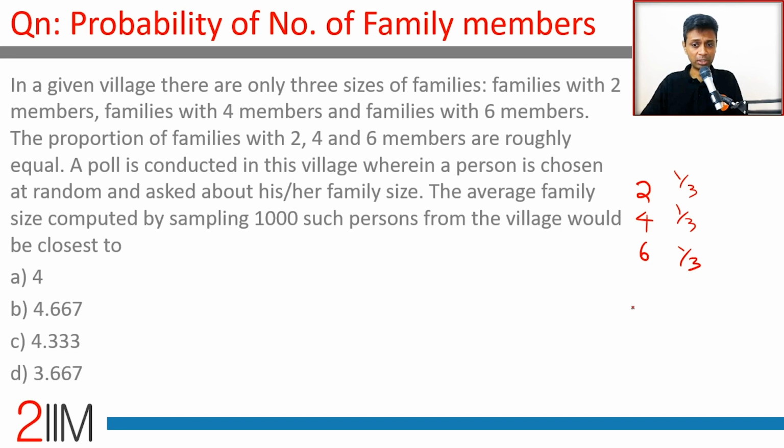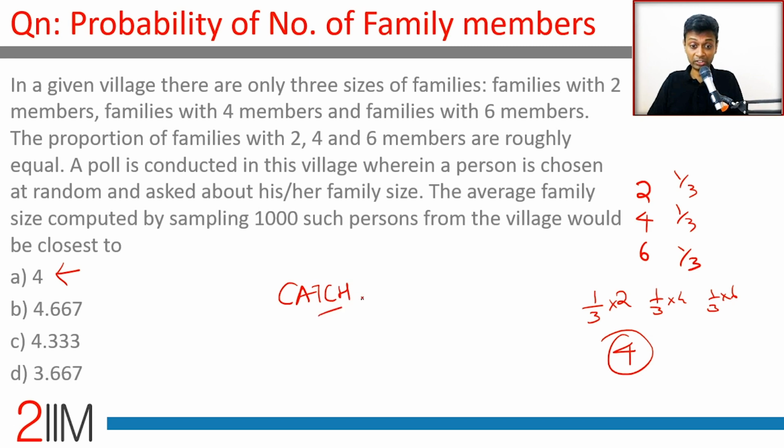The average family size computed by sampling 1,000 such persons from the village would be closest to... 1/3 saying 2, 1/3 saying 4, 1/3 saying 6. 1/3 of 2 plus 4 plus 6, 1/3 of 12, which is 4. That seems like the way to go. So this should be the choice. But this can't be such an easy question. There is a catch somewhere. Fine. So 4 is not the right answer.